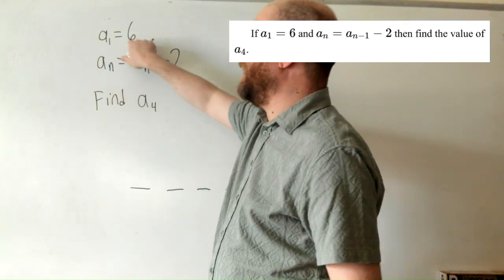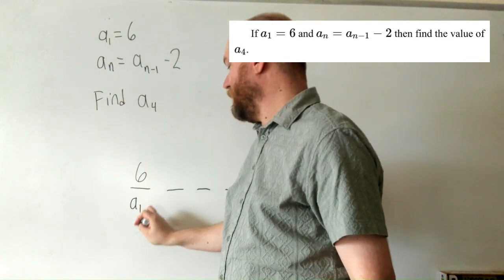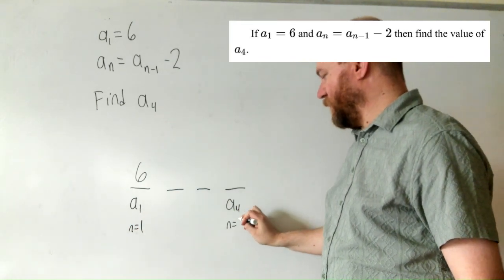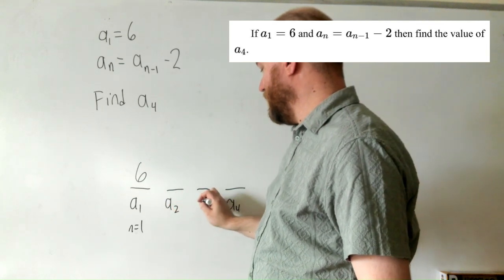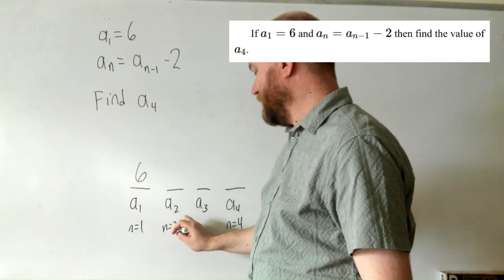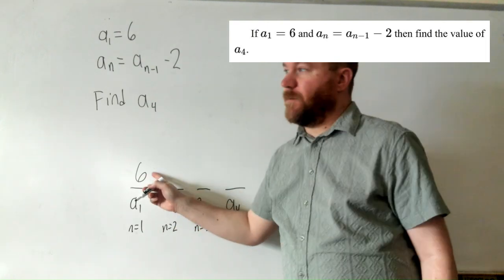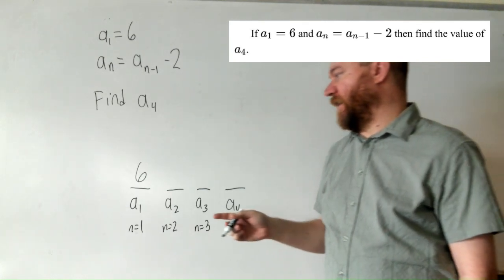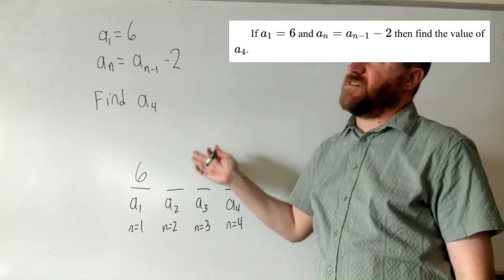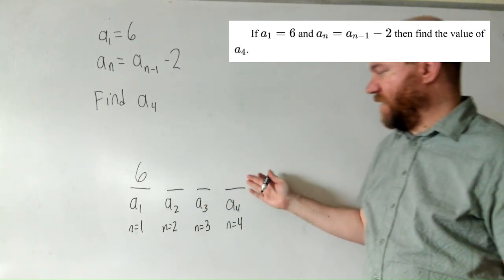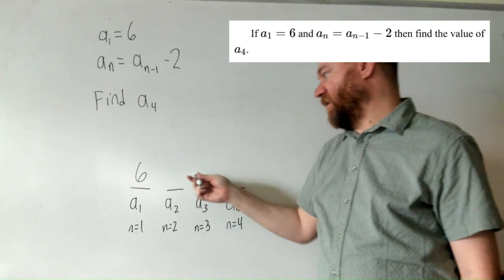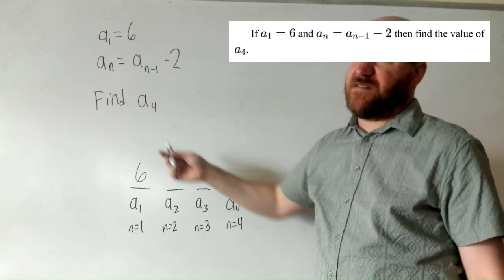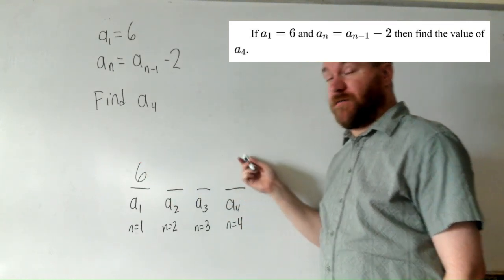They also told us A1 is 6. So this is A1, and in this case, n is 1. And we want A4, and in this case, n is 4. So we need to find all of these numbers. With a recursive sequence, you can't jump directly to the number you need. That's called an explicit sequence, when you're allowed to do that. And this one, they didn't give us any information that tells us how to go directly to A4. We need to go to each number in the pattern. That's why they're usually going to ask us for A4, A5, A6, a pretty low number, because we have to do work for each step of the way.